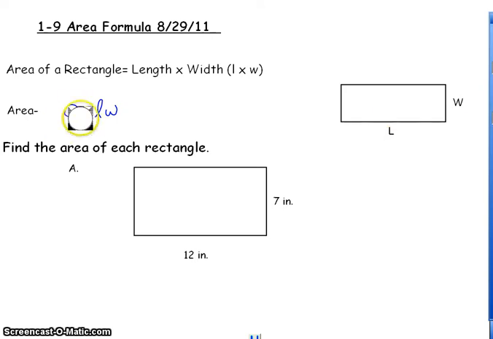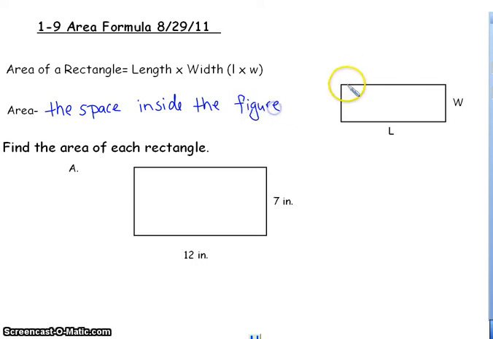Area, what does it represent? Well, the area represents the space inside the figure. Okay, so if you remember, perimeter represents the distance around. Area, it's all of this space inside.